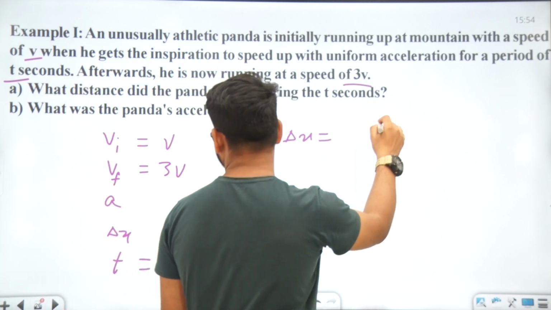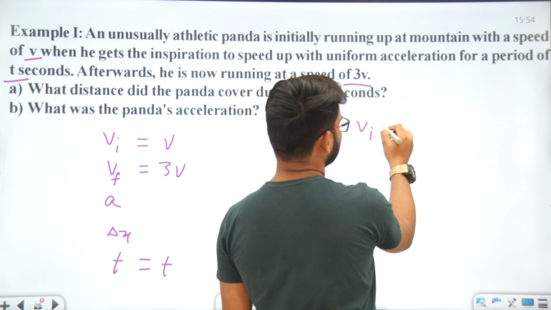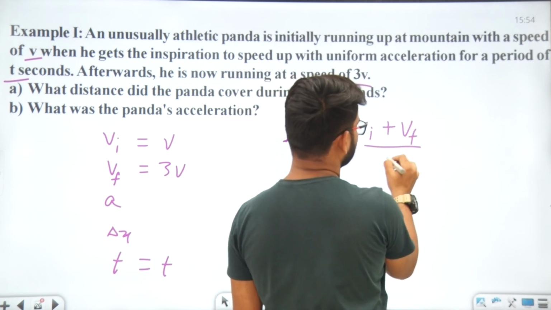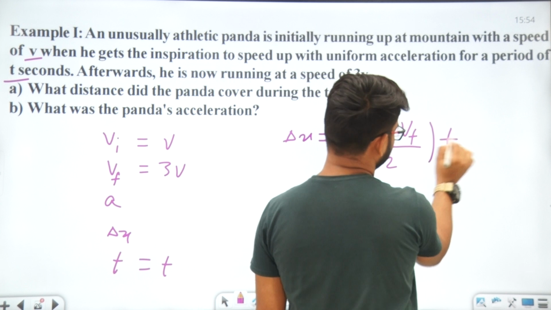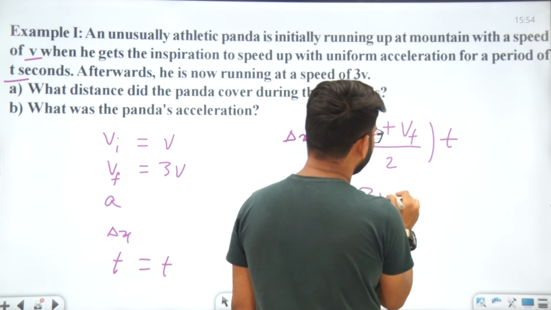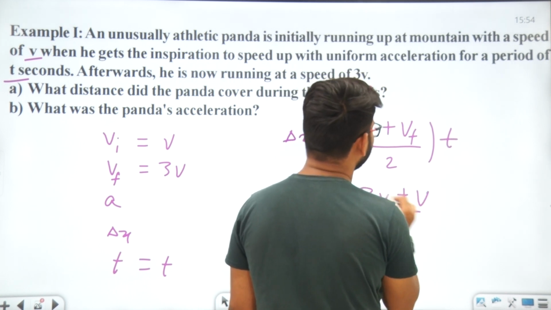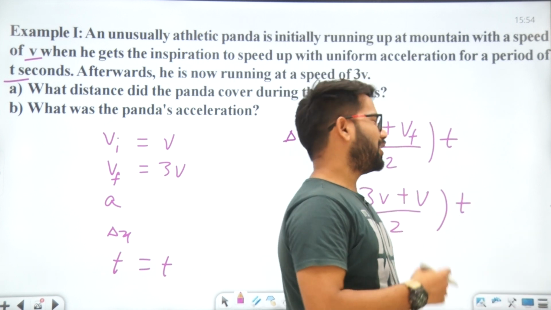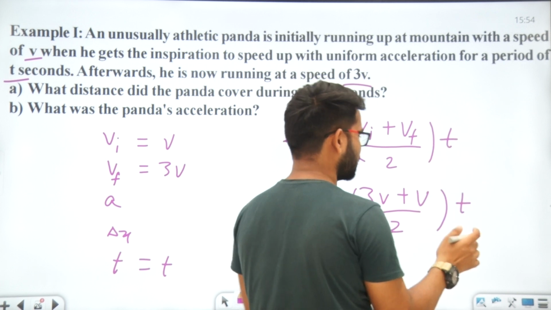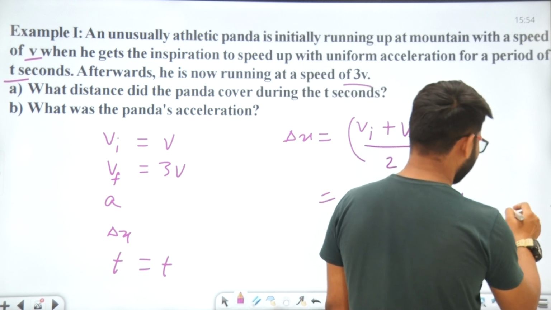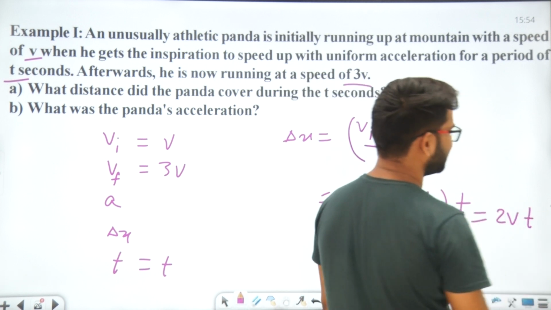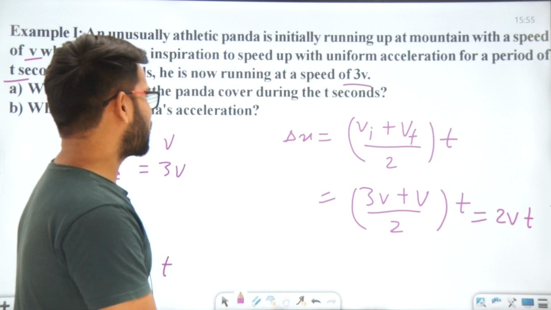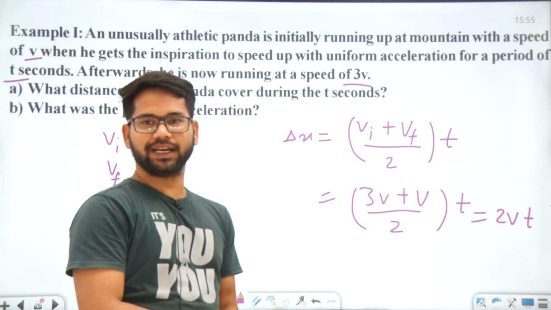So students, what we do, we can apply Vi plus Vf over 2 into t, right? So 3v plus v over 2. Why are we doing this question first? Because I hope now you understand these questions and concepts easily. Now it's easy for you, right? So we got delta x as 2vt.